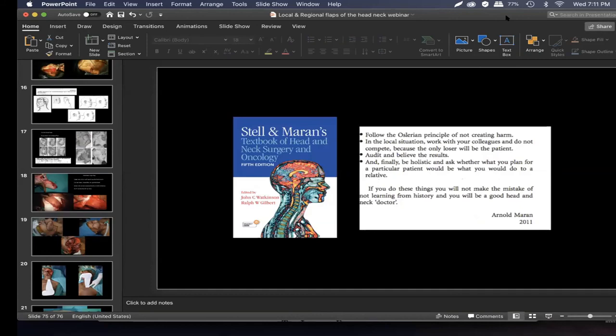Sir, question from Suresh Agarwal: Is the submental flap not oncologically inferior because it drains level 1 lymph nodes?